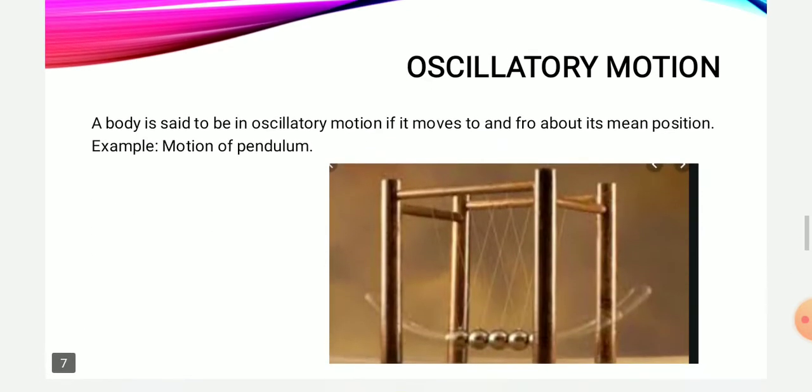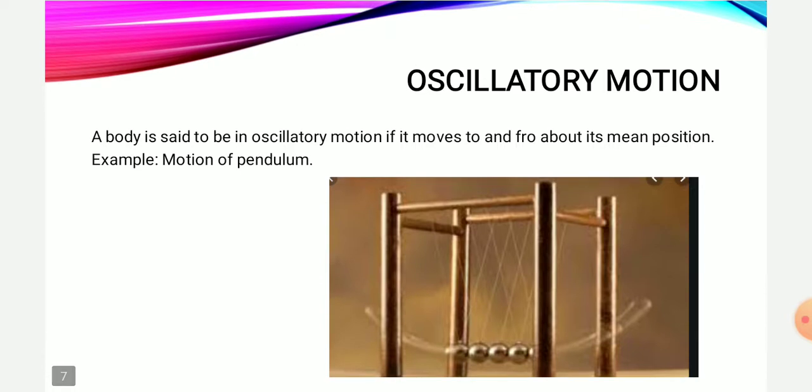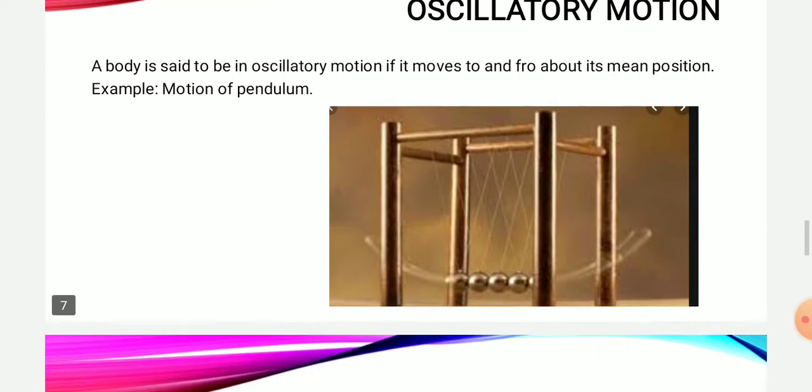Another one is oscillatory motion. Oscillatory motion is also a type of periodic motion. Oscillatory motion means motion to and fro. When a body is showing motion to and fro, like the bob of a pendulum, it is moving to and fro, so it is showing oscillatory motion, which is the same as periodic motion.